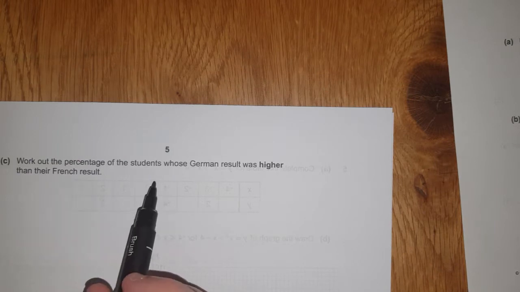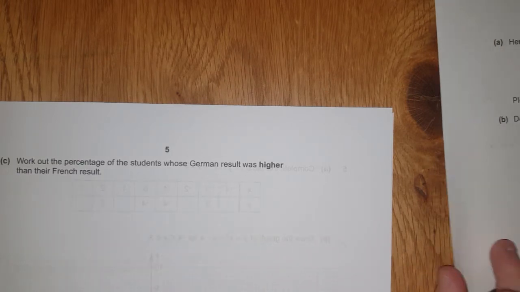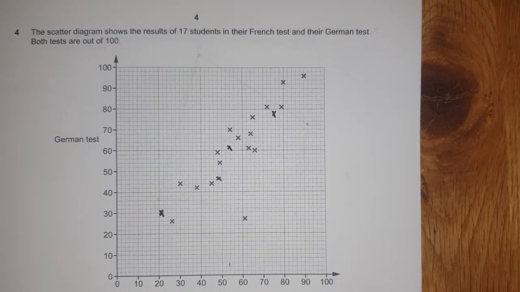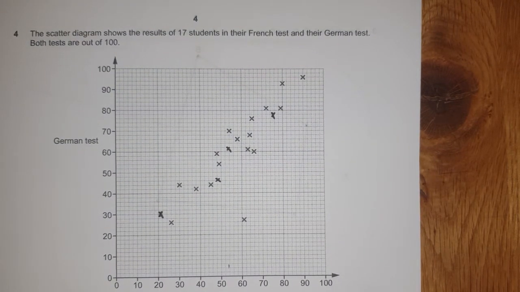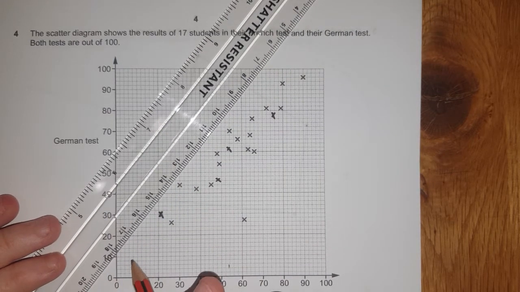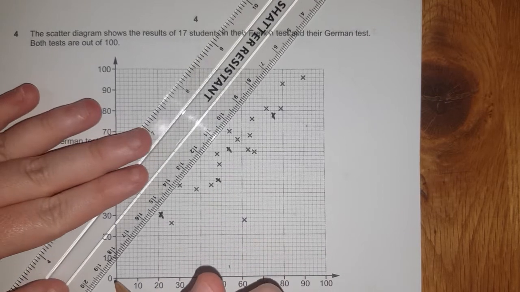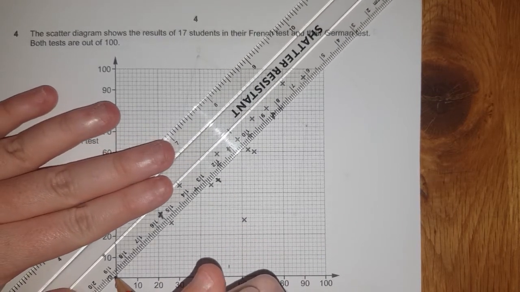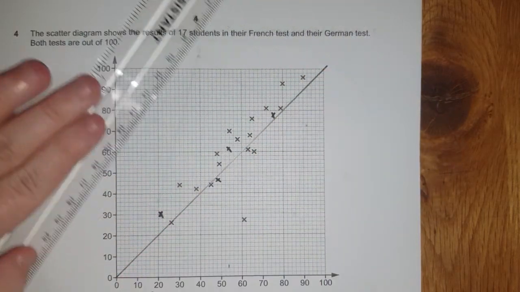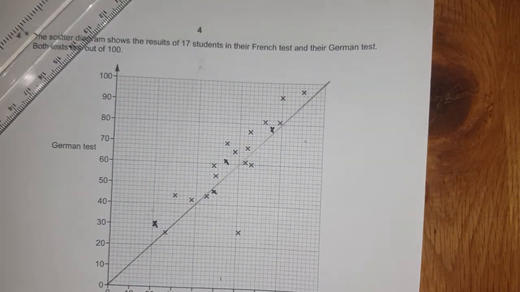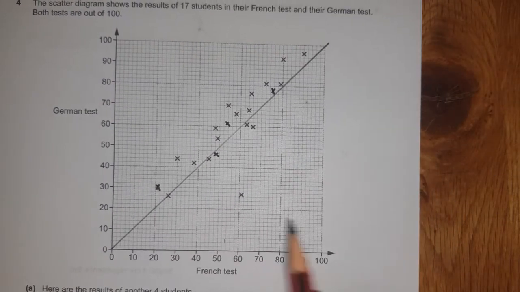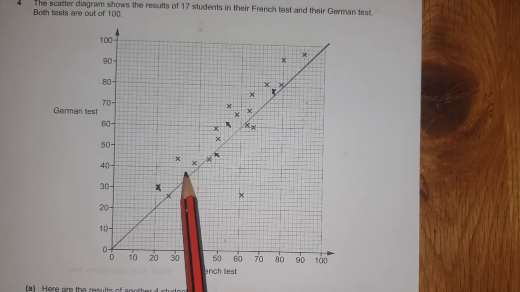If we look at part C, it says work out the percentage of students whose German result was higher than their French result. Fastest way to do this is actually to draw in the line that is essentially y equals x. So I'll go through 0,0, 10,10, 20,20, 30,30 and so on, all the way through. What we are looking for is the percentage whose German result was higher than their French. So if their German's higher than their French, they should be above the line.